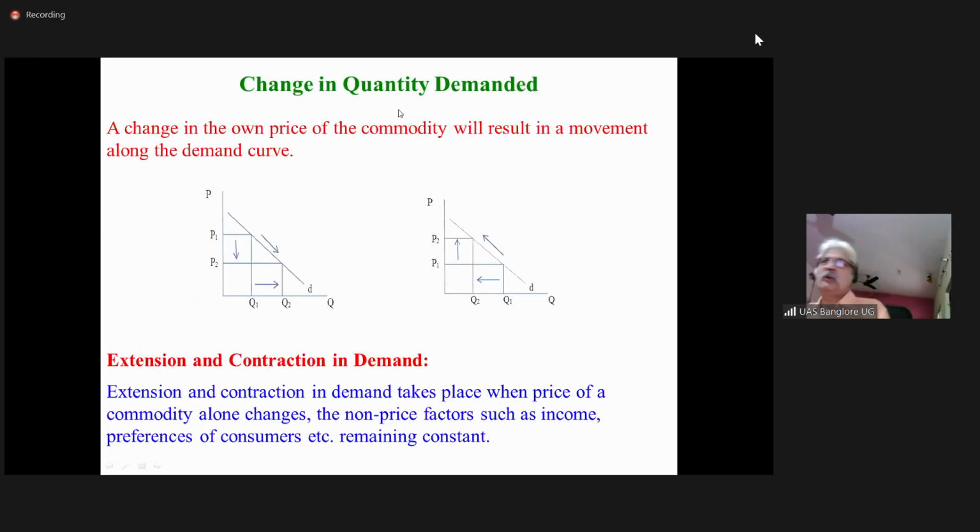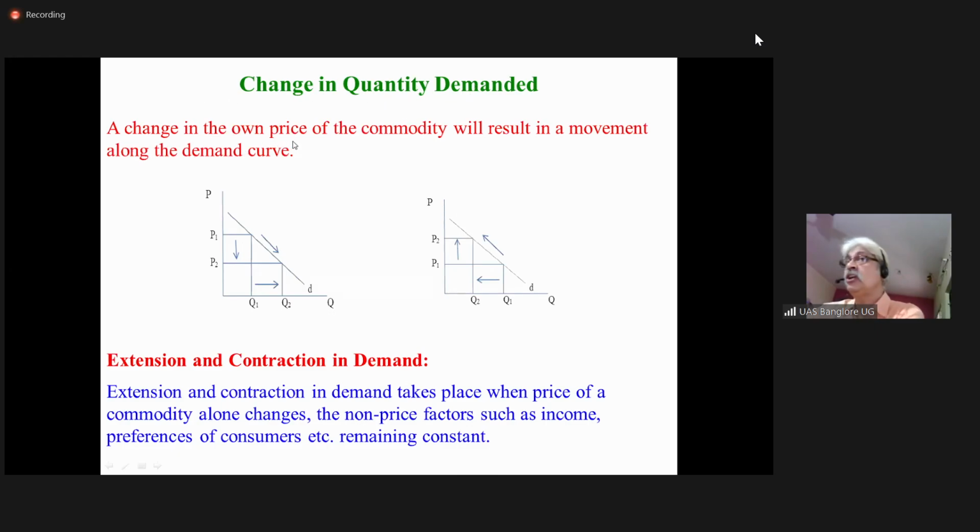Now, a couple of concepts related to demand. One is change in quantity demanded. It can also be referred to as extension and contraction in demand. There are two related terms: one is change in quantity demanded, the other is change in demand. Change in demand we'll take up in the next slide. Now we'll concentrate on change in quantity demanded.